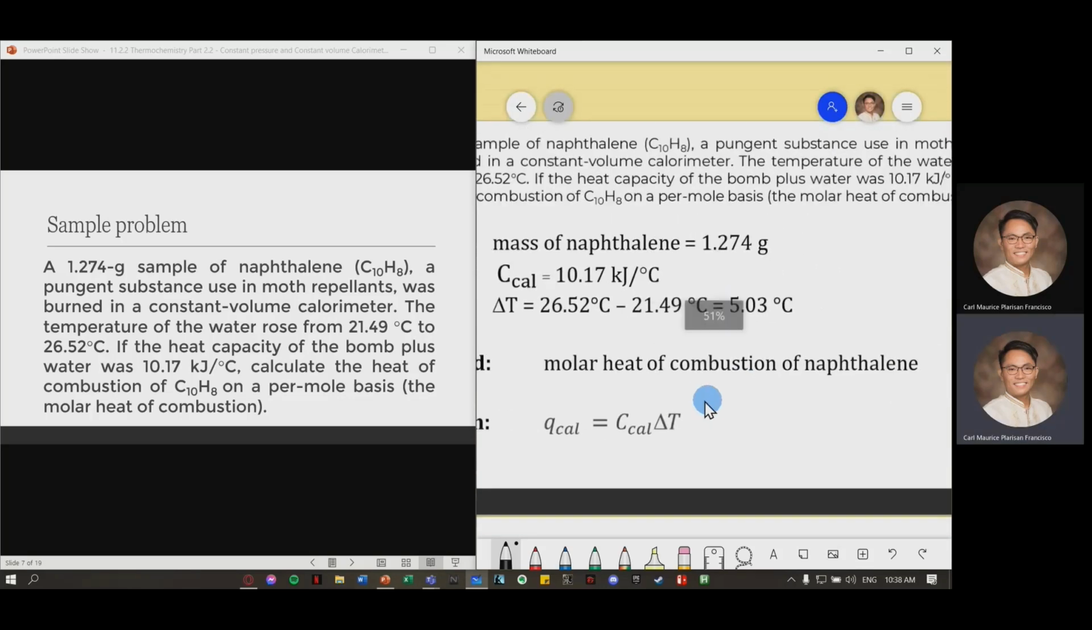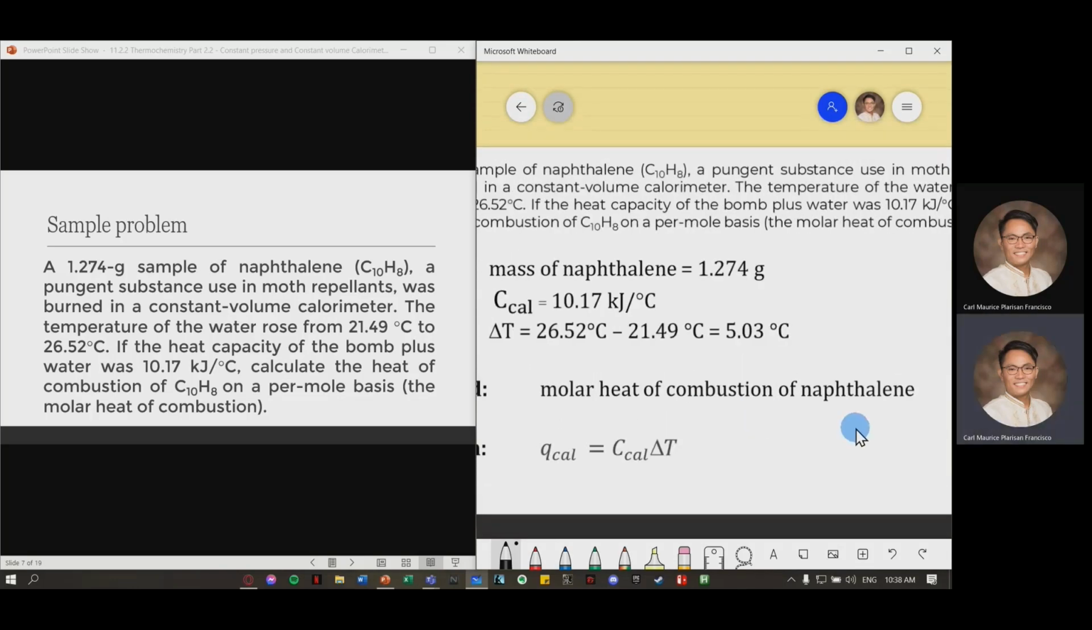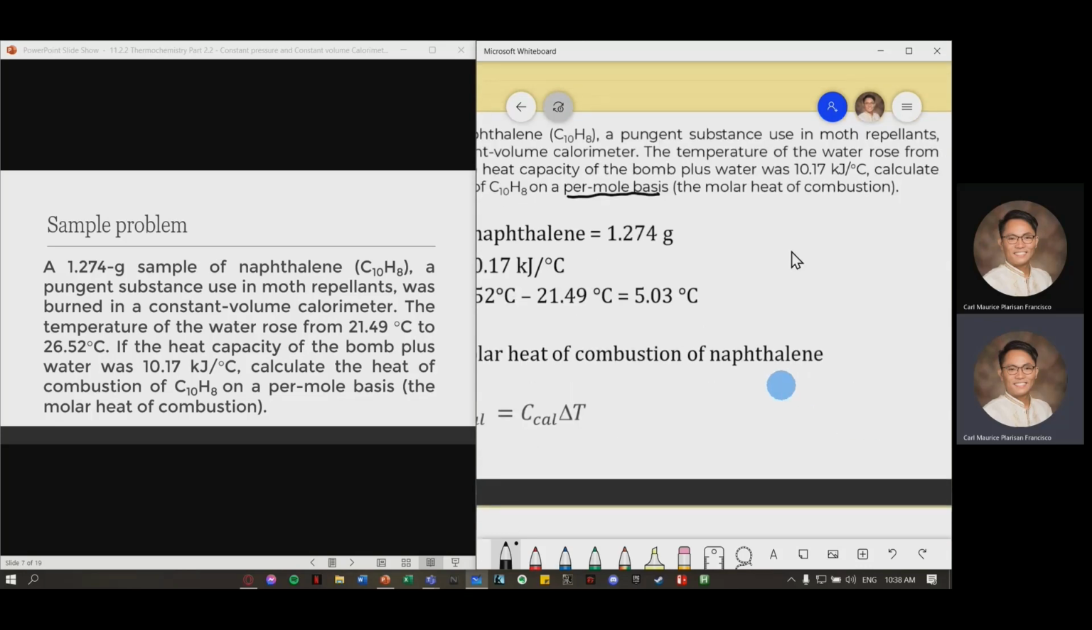And then the required, according to the problem, is the molar heat of combustion on a per mole basis. When we say per mole basis, that means your final answer should be in units per mole. So this will be the unit of our final answer.